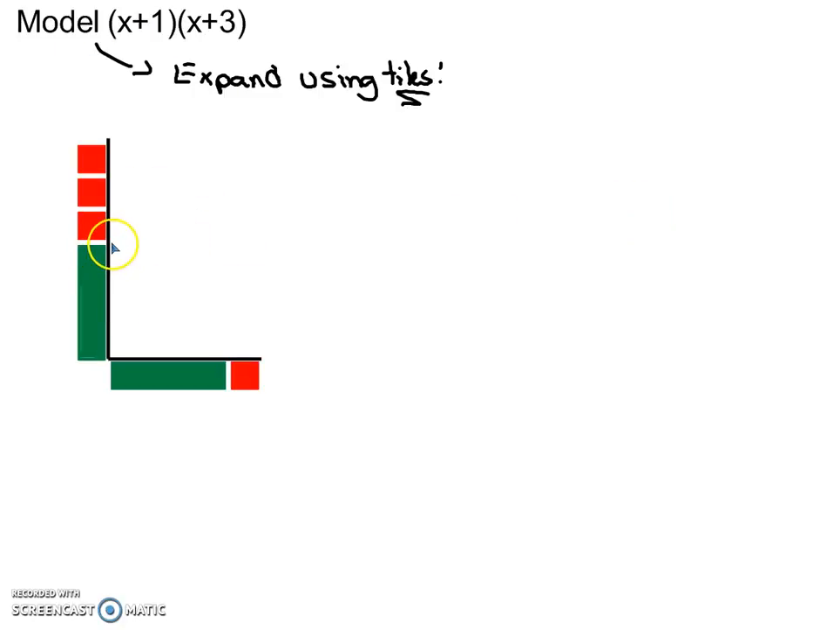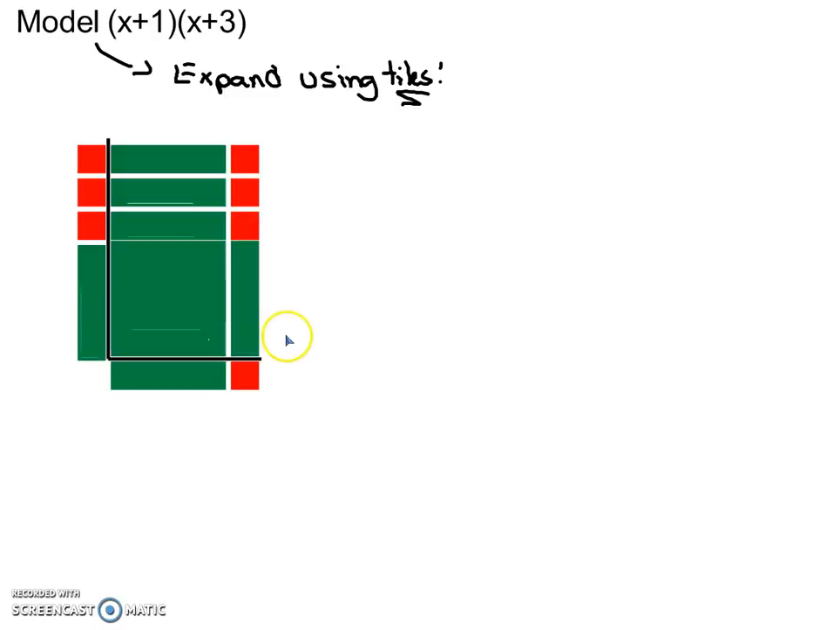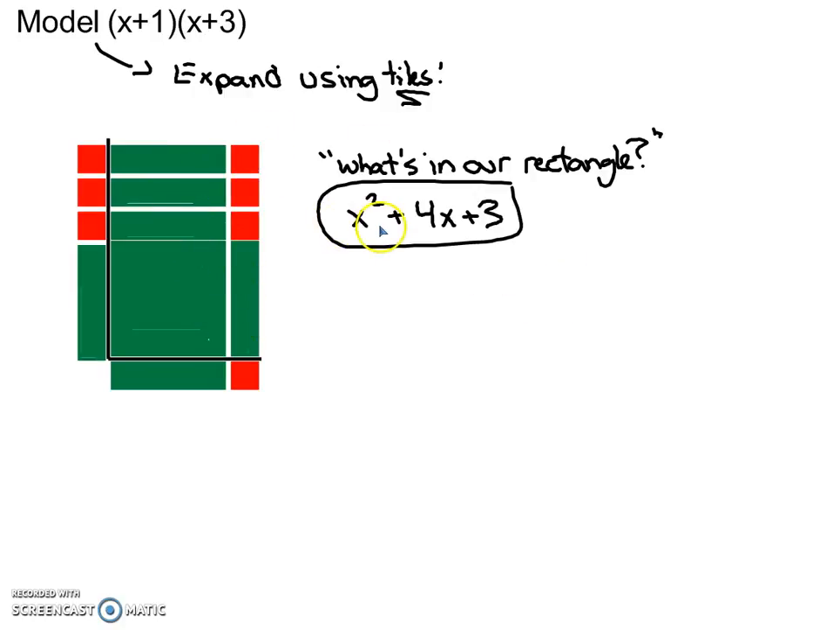So I see, for example, I want some tile that's x long and x wide. That's an x squared, and we can fill in the corresponding tiles. All we have to do is count up what's left. Looking in the middle, we ask what is in our rectangle. I can say there's an x squared, there's 4 x's, and there's 3 1s. x squared plus 4x plus 3 is our rectangle, and that's it.